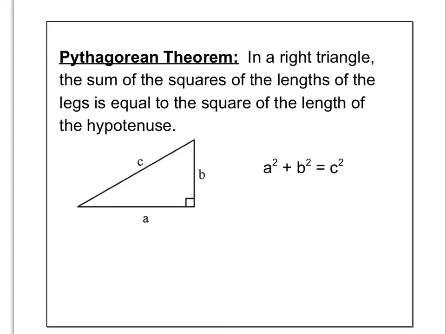So the Pythagorean theorem states this: a squared plus b squared equals c squared. Your hypotenuse is always your c. So in a right triangle, the sum of the squares of the lengths of the legs is equal to the square of the length of the hypotenuse. Just remember that c is your hypotenuse.